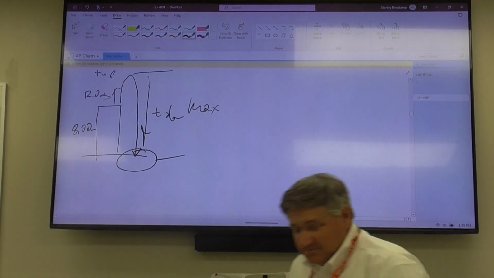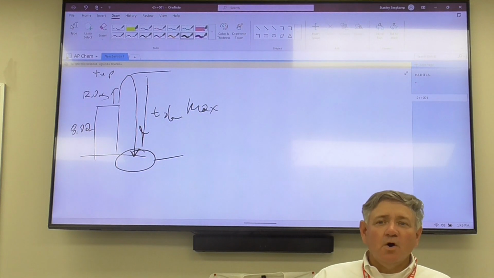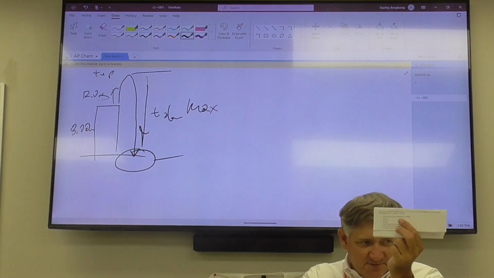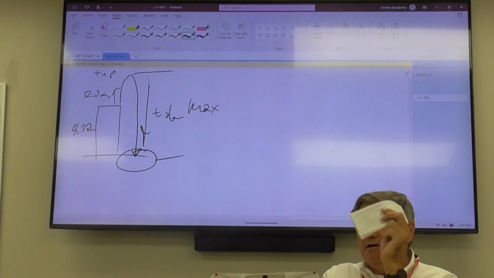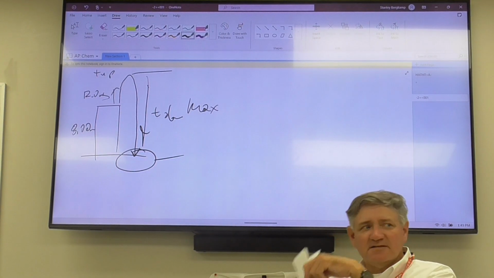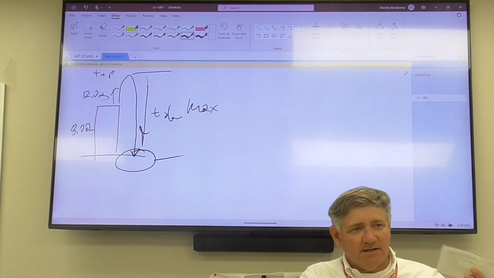I promise you, this is going to be the last problem on the test. The only thing I can do on this problem is change the numbers between this and the problem you're going to work on the test. I can make the building taller, I can make the building shorter, I can make the ball go faster, I can make the ball go slower. But it's the exact same procedure.